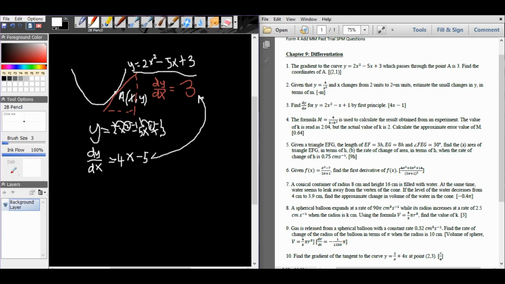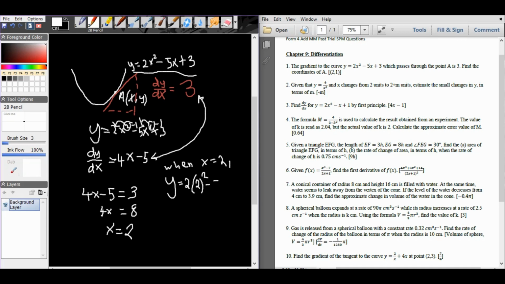Then you just compare. 4x minus 5 equals 3, so 4x equals 8, x equals 2. This is the x coordinate of point A. To find the y coordinate of point A, we just substitute x equals 2 back into this equation. When x equals 2, y equals 2 times 2 squared minus 5 times 2 plus 3. 2 squared is 4, 4 times 2 is 8, 8 minus 10 plus 3, we have 1. So the coordinates of A is (2, 1).